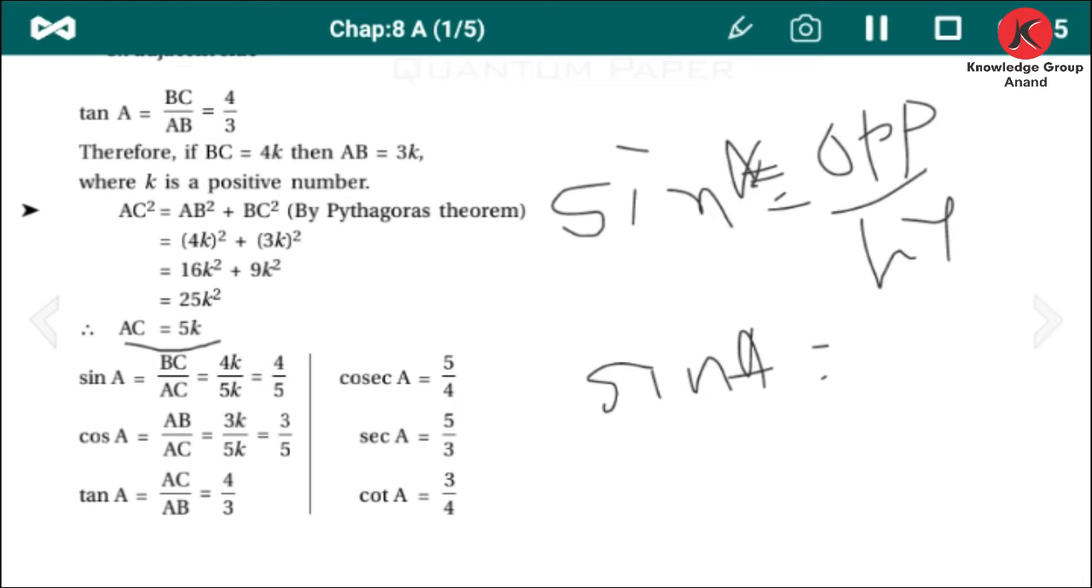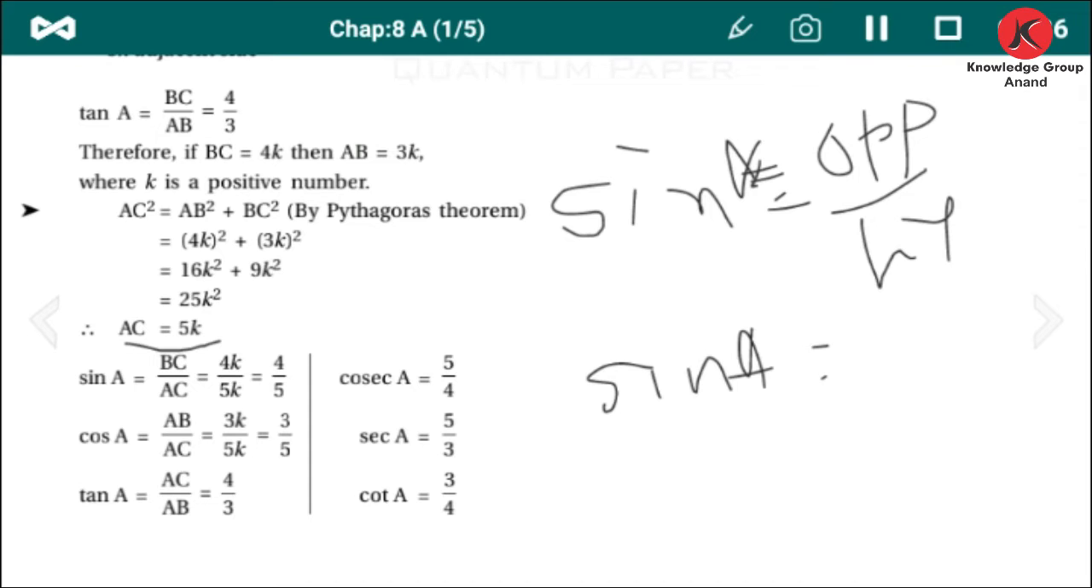Its reciprocal is cosec A. Sine and cosec are reciprocals of each other. Then cosec A is equal to 5 by 4. Otherwise, using the formula hypotenuse upon opposite, it is equal to 5 by 4.